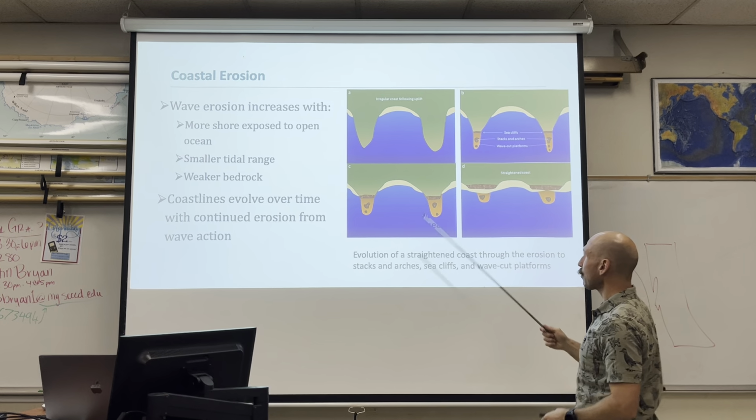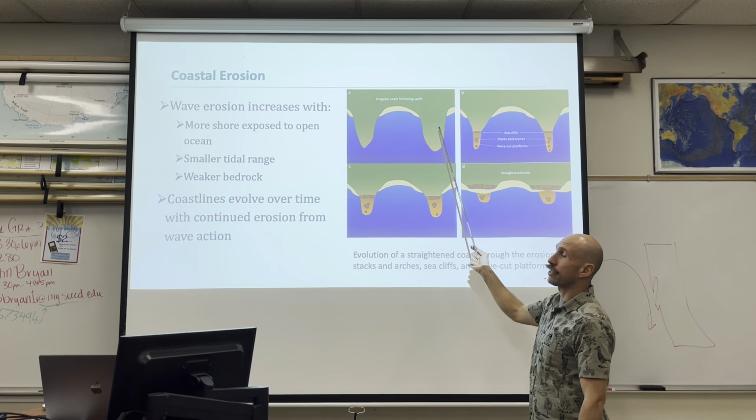Okay. Evolution of coastal straightening on an erosional coastline to create all the features we saw. So, an irregularly shaped coastline following tectonic activity.